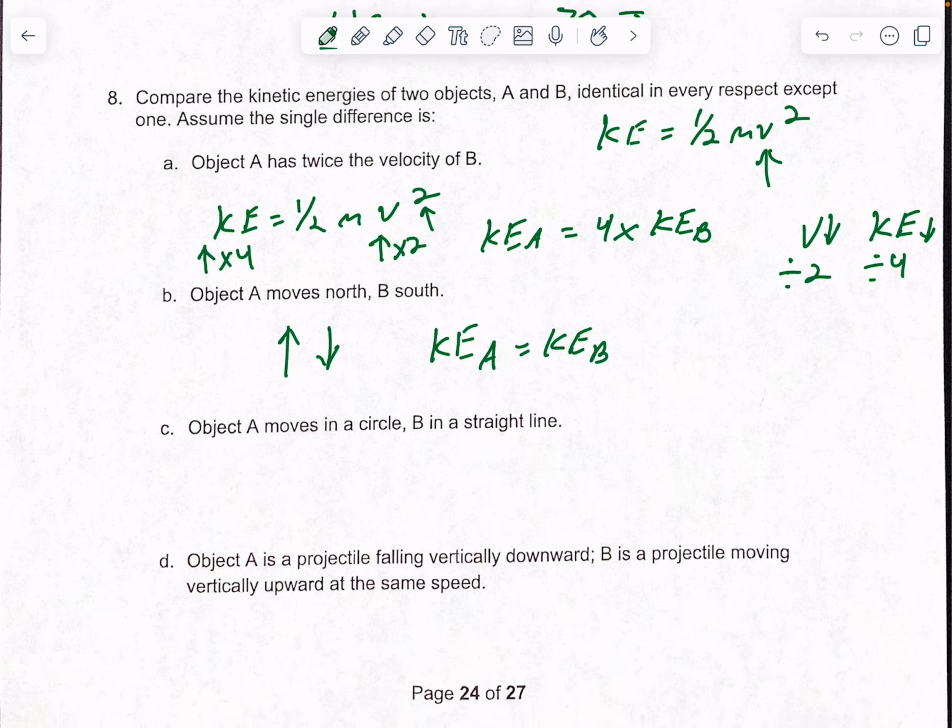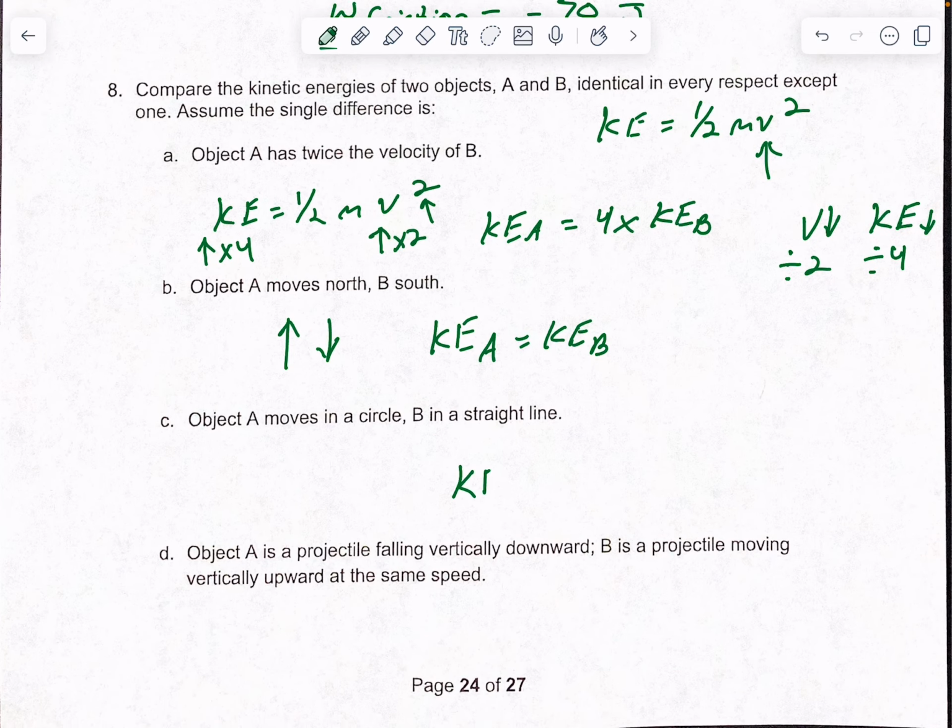velocity. So C, object A moves in a circle, B moves in a straight line. Nope. So it's just direction. So in this case, kinetic energy is going to be the same for both cases.